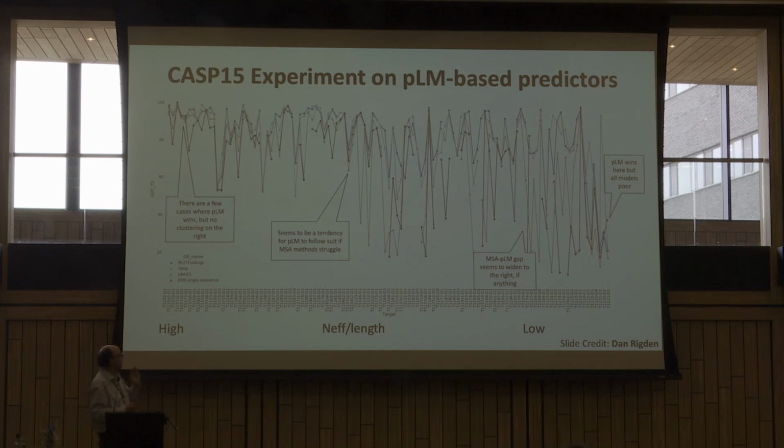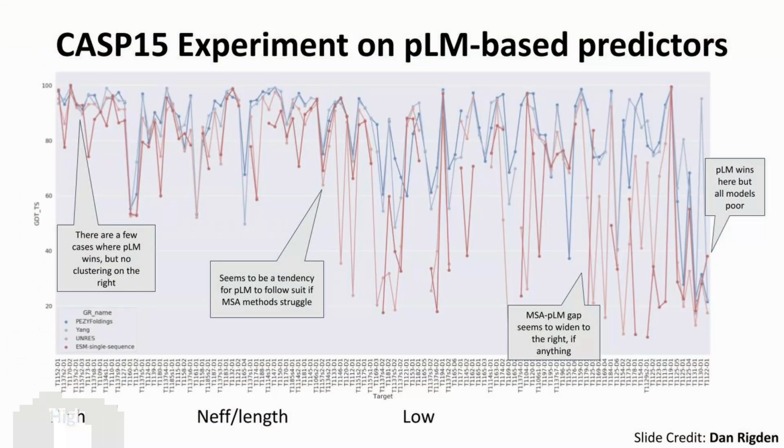So this is a bit of a complicated graph, so let me walk you through it. Here we're looking at CASP15 targets. Those are individual protein targets at CASP15 that assessors try to assess. And they are ordered by what's called the N effective. This is essentially the depth of your MSA. So how well characterized evolutionarily is your protein? High means you have a lot of evolutionarily related sequences, and low means potentially orphan proteins for which you have no homologs.